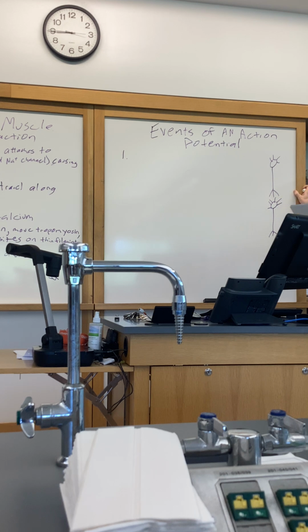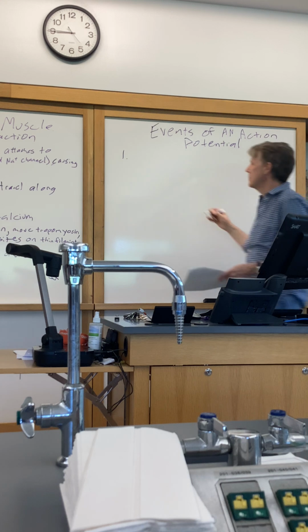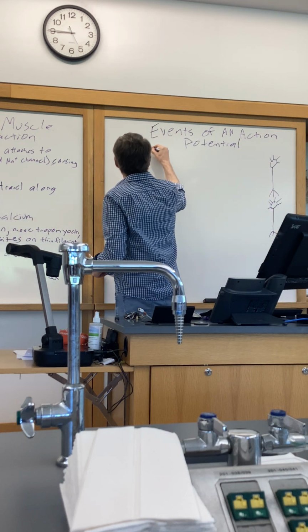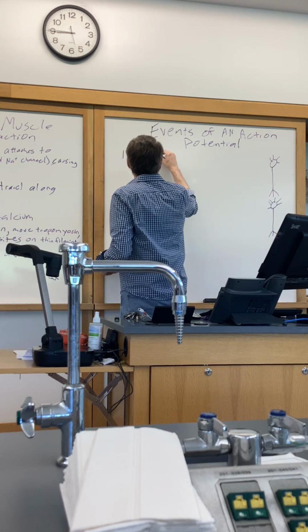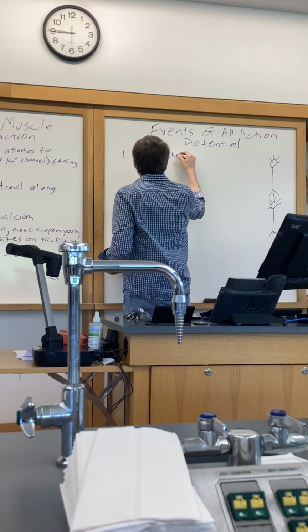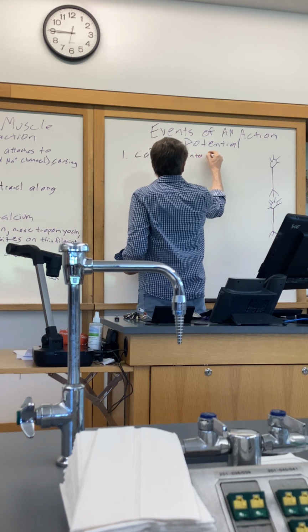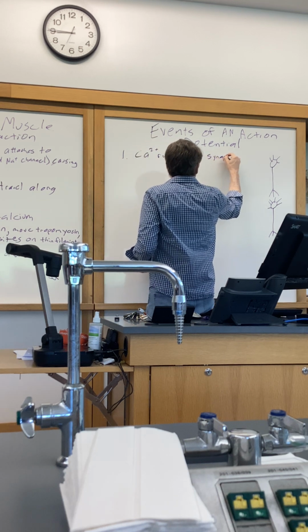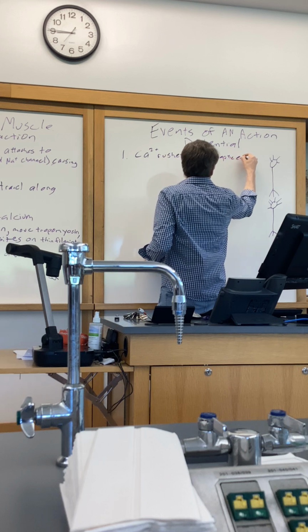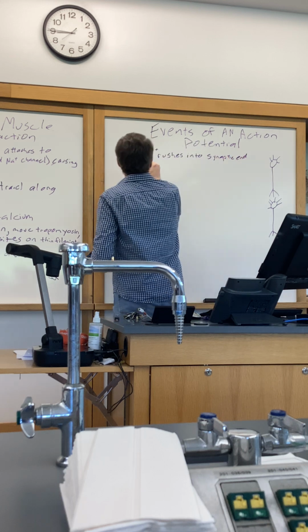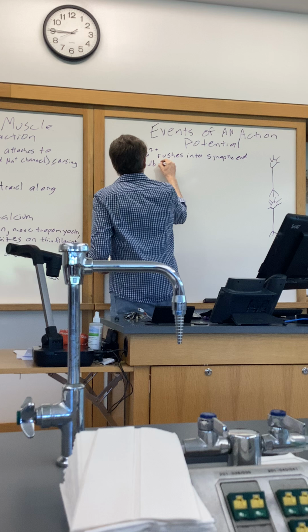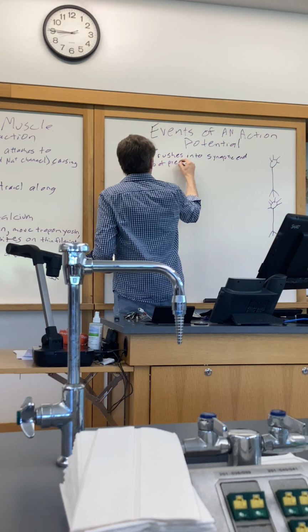Calcium is released. Thank you. So calcium is going to rush in. It's not really released, but calcium is going to rush in to the synaptic end bulbs. Hold on. Calcium rushes into the end bulb of, I'll just say, presynaptic neuron.